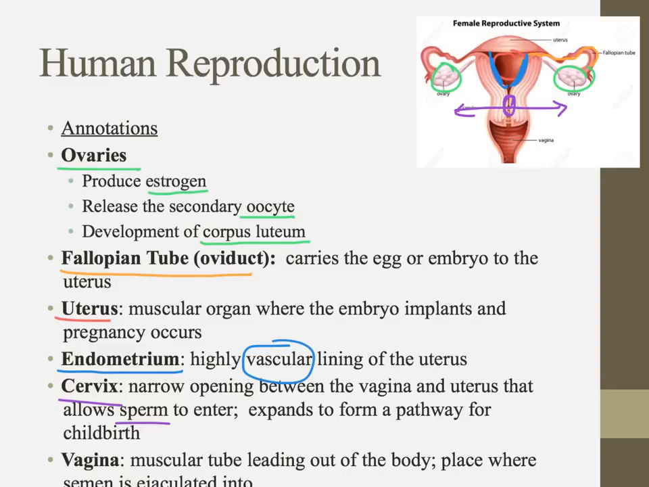And then last but not least, we have the vagina. The vagina is this muscular canal leading out of the body. So this is going to be the place where sperm is going to enter or where a baby is going to exit. Probably not at the same time.